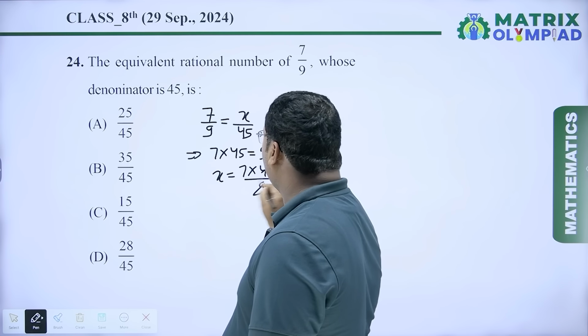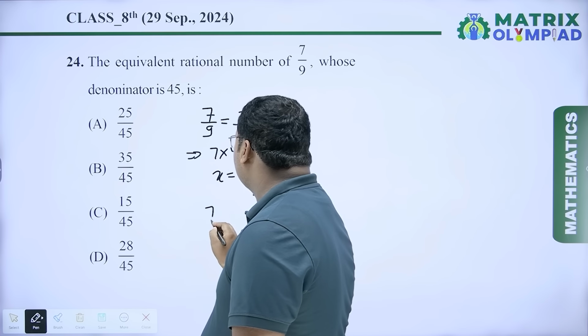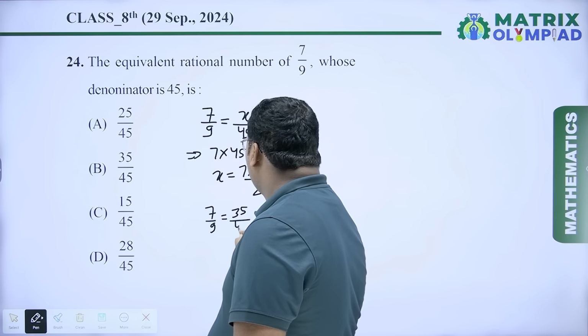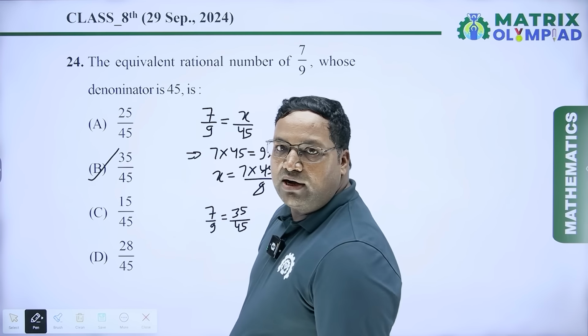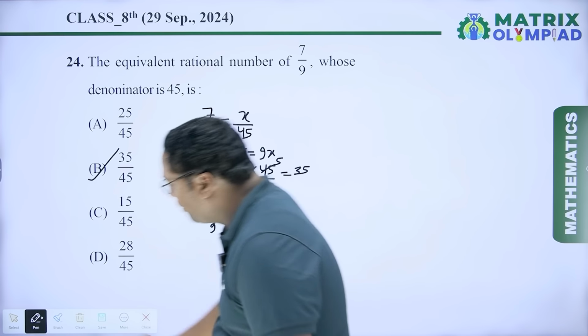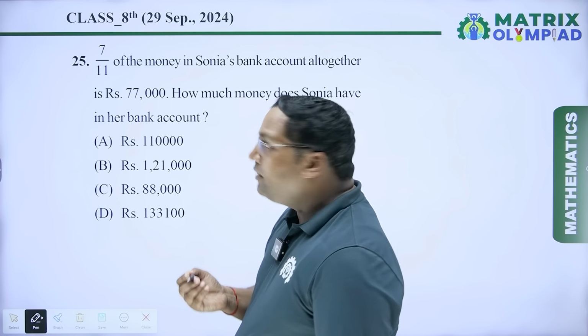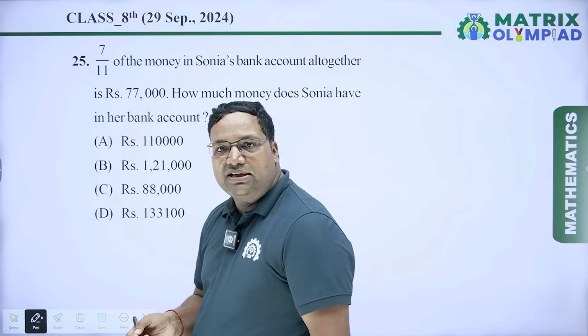9 5s are 45. So it is 7 5s are 35. So the equivalent fraction of 7 by 9 is 35 upon 45, and which is option number B. So right option is option B. Now coming to next question. 7 by 11 of the money in Sonia's bank account altogether is rupees 77,000.